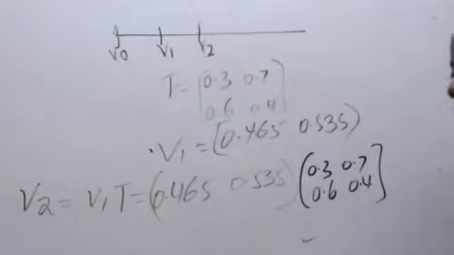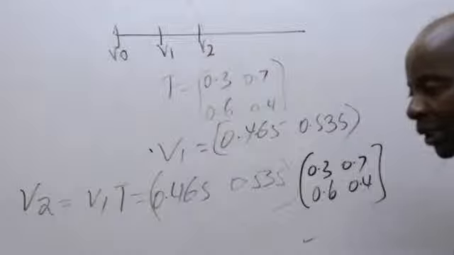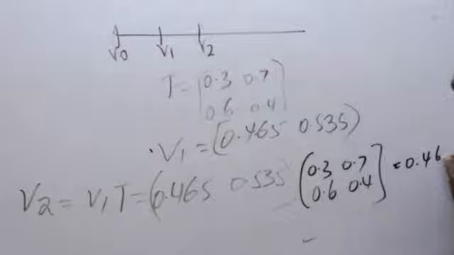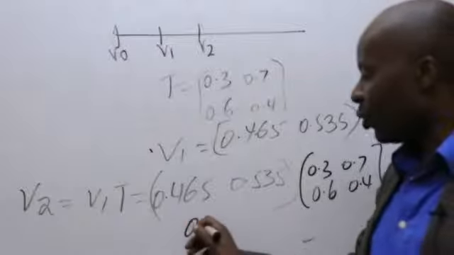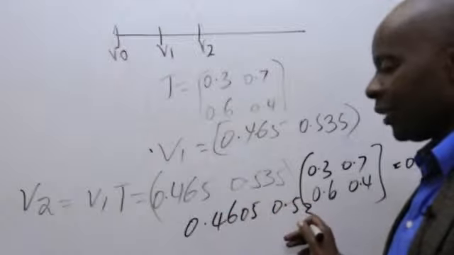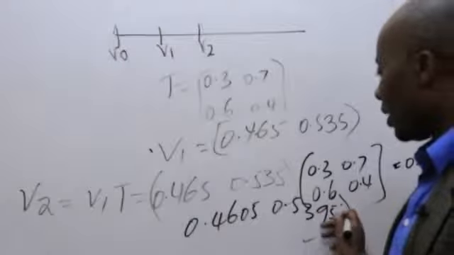So we have that giving us 0.46, 0.5, and then for vector 2, 0.4605, and then we have 0.5395. Thank you very much.